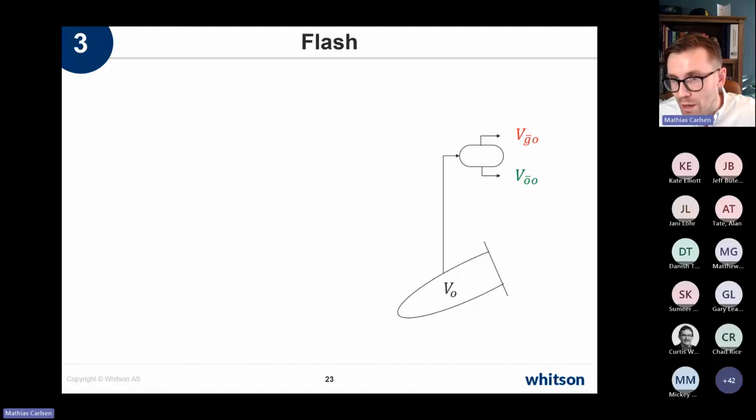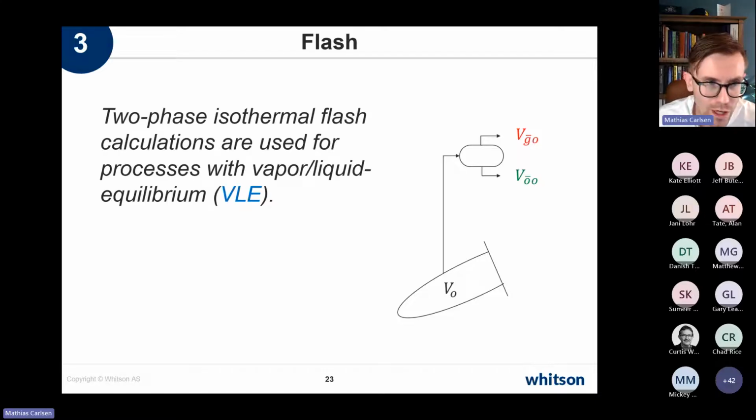If you look at it a little bit rigorously, the two-phase isothermal flash calculations are used in processes where you have vapor liquid equilibrium. That's what you call a VLE process. To connect that to a day-to-day exercise, you produce a fluid and expose that fluid to separator conditions, for instance, and then, if everything is in equilibrium, you're getting a vapor phase and a liquid phase that will be a function of whatever those conditions are.